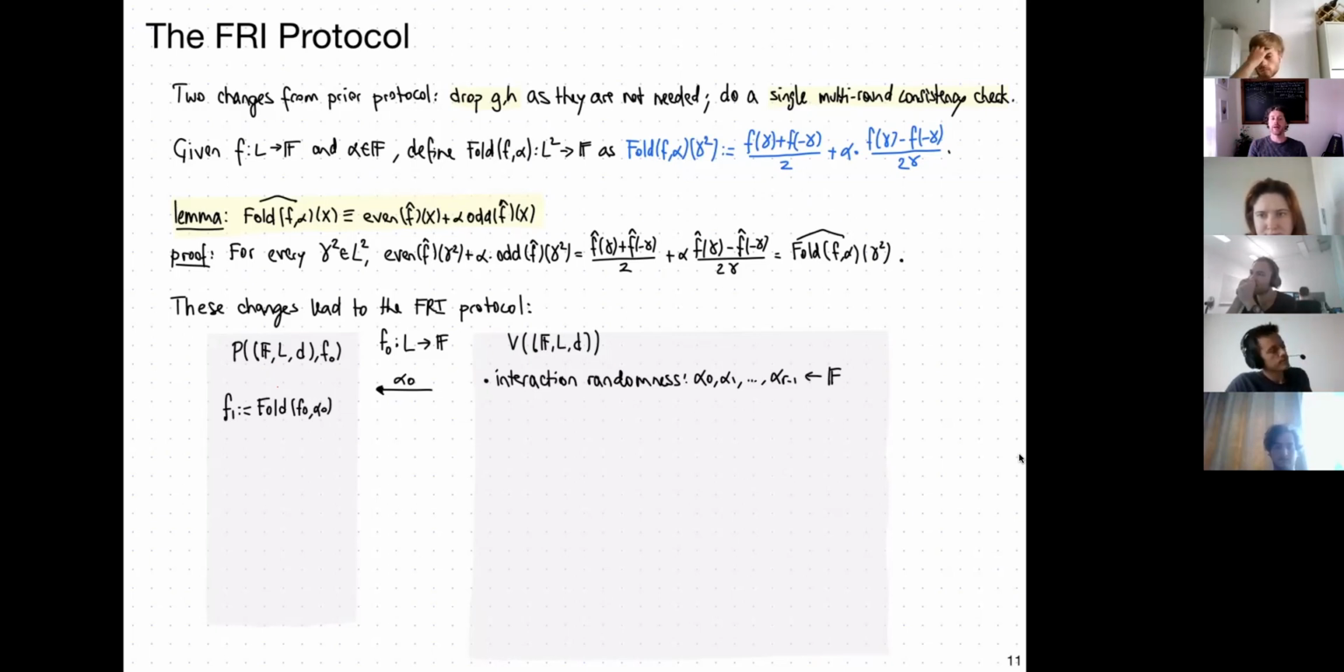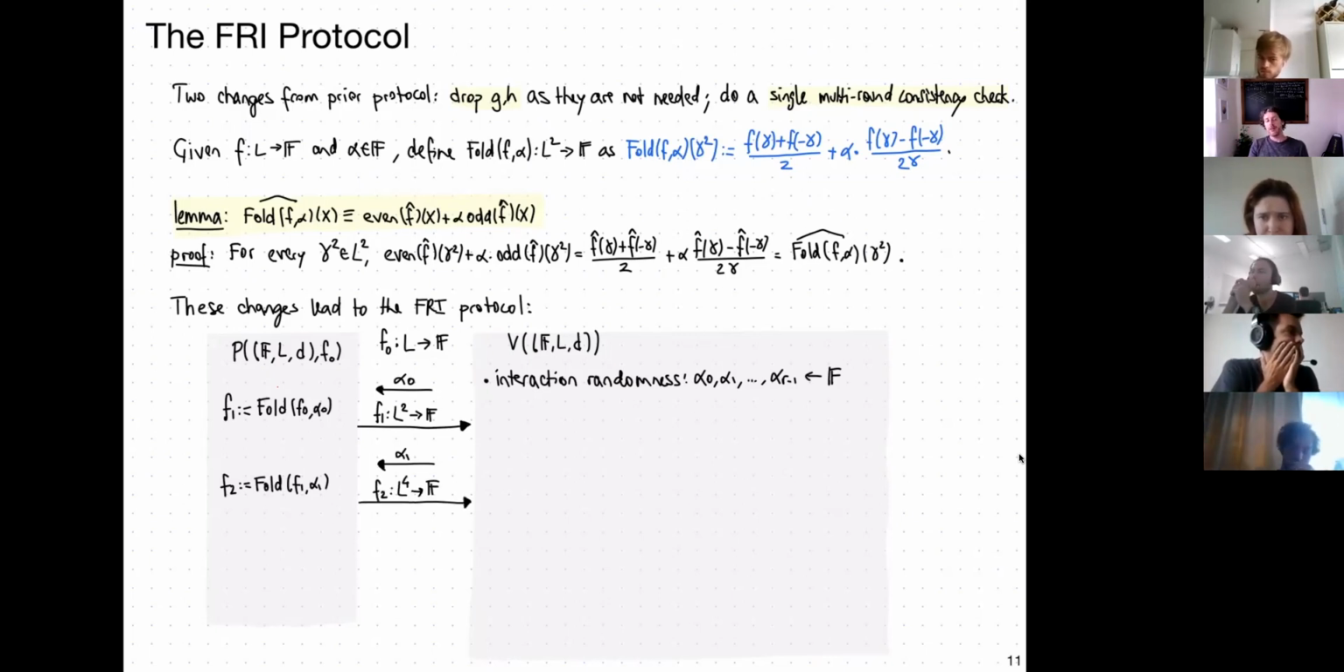and I will send this f1 back. Then the verifier chooses another random element and sends it back to the prover. The prover takes the function f1, and now it folds that function. So it folds the folded function and sends it back. And then, as you can imagine, this will repeat on and on and on.